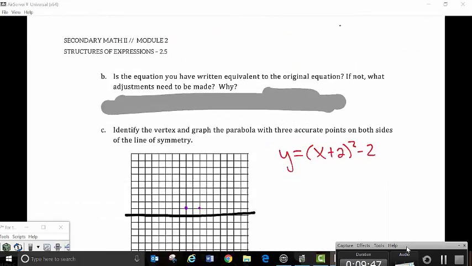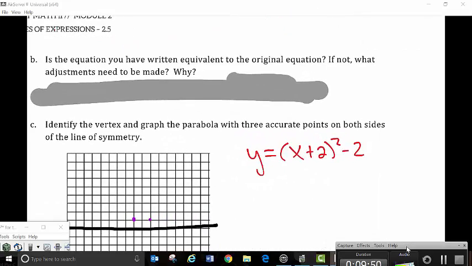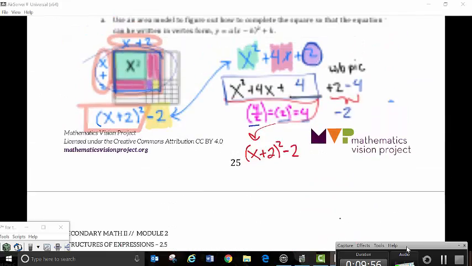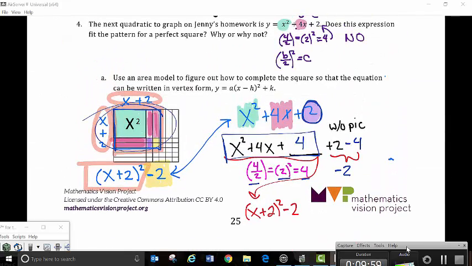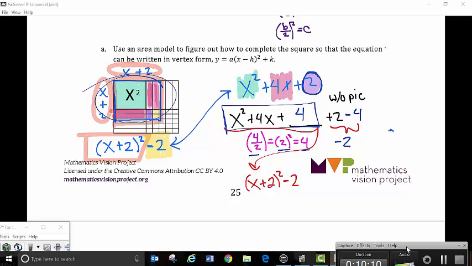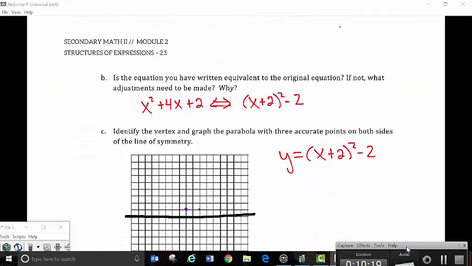All right, it says, is the equation you have written equivalent to the original? So is the first one equivalent to the other one? And the answer is yes. Okay, because look, x plus 2 squared was this big square, but when we subtracted 2 to make it match this number of things in the picture. Okay, also we just algebraically manipulated it because we added 4 and we subtracted 4. 4 plus negative 4 is 0, so we really just added 0 to it. We didn't change it, we just moved numbers around.